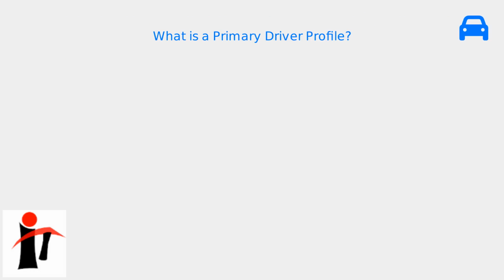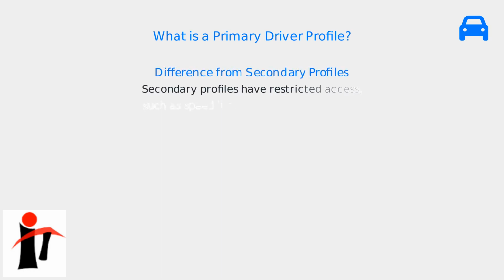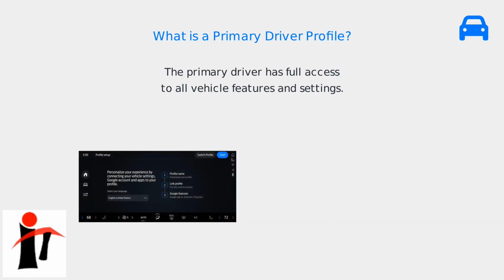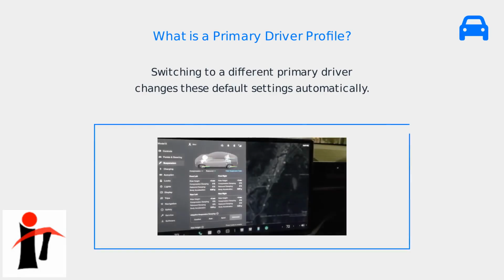The primary driver profile is the default profile that controls most vehicle interactions, from unlocking the car to initiating drives. It's different from secondary profiles, which can have restricted access like speed limits or feature limitations. The primary driver has full access to all vehicle features and settings. Switching to a different primary driver changes these default settings, such as seat positions and preferences.